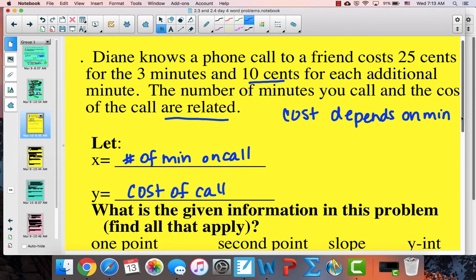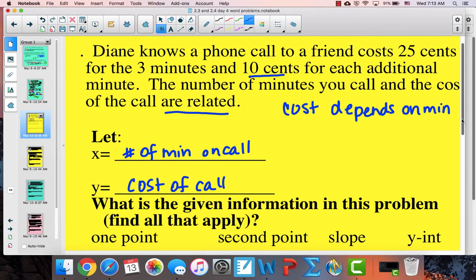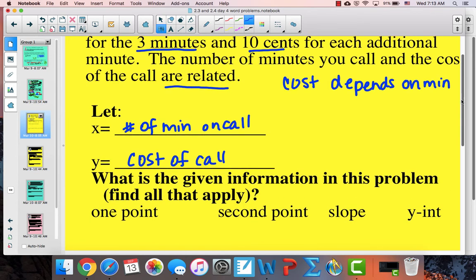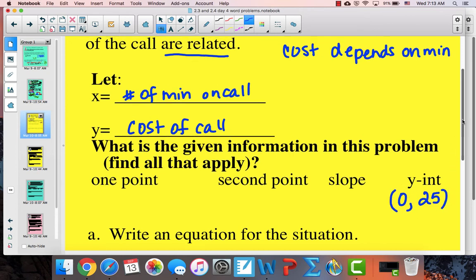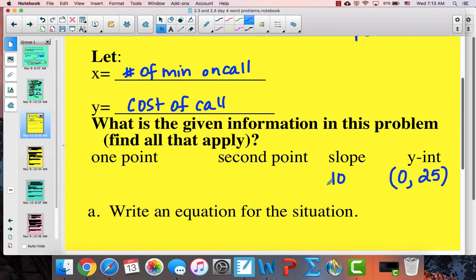All right, so now we want to go through what's the given information in the problem. Well, we were told that our starting value was going to be 25 cents, and that was for 3 minutes. So I want you to think about that for a second, okay? So my starting value, that is my y-intercept. So 0.25, y-intercept. I'm given that I'm getting charged 10 cents for each minute. So that's my slope. 10 cents.